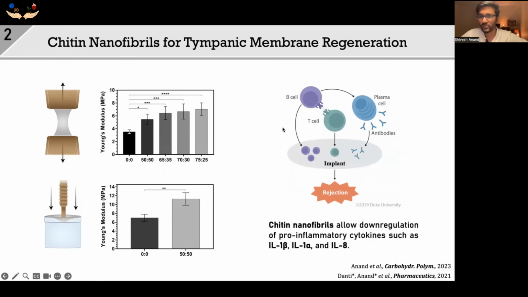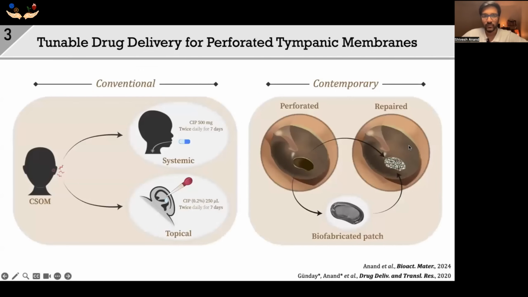The other advantage of using chitin nanofibrils is in terms of its immunomodulatory properties. We saw that the inclusion of chitin nanofibrils in the tympanic membrane scaffolds downregulated all the pro-inflammatory cytokines which were tested in our study. The third aspect of tympanic membrane reconstruction is creating tympanic membrane scaffolds with drug delivery capabilities.